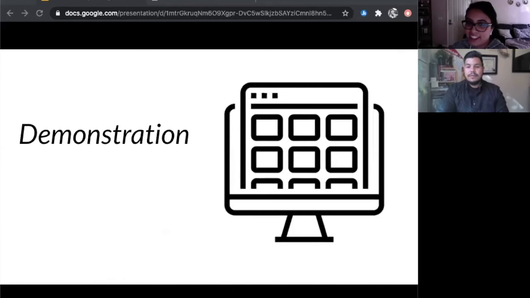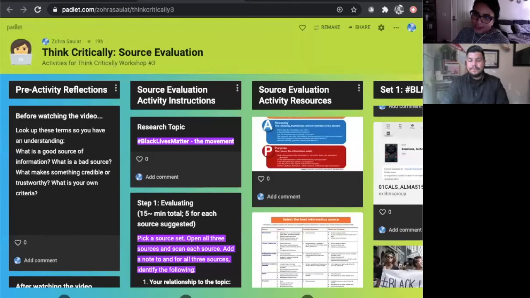Well, let's take a look. So we created a Padlet activity as an opportunity for you to practice source evaluation. The Padlet activity will be linked in our library guide. So once you are in the Padlet, you basically have a couple of options. So for the source evaluation activity component, you will see the instructions and the four source set options.